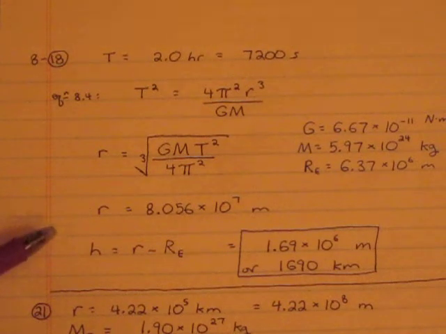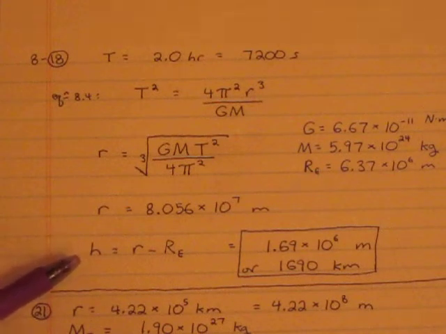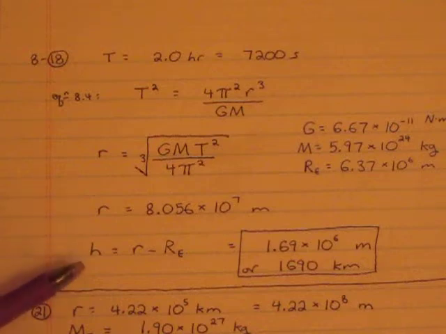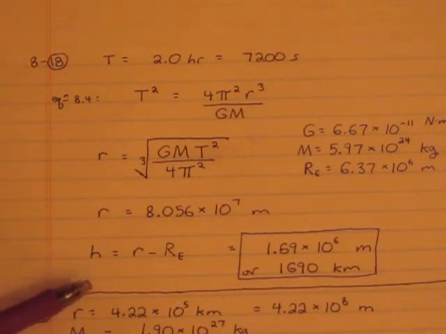Now that is the radius of the circular orbit. The question asks what altitude. Altitude means height above the Earth's surface. So we're going to take our value for radius, subtract the radius of the Earth, and get 1,690 kilometers.